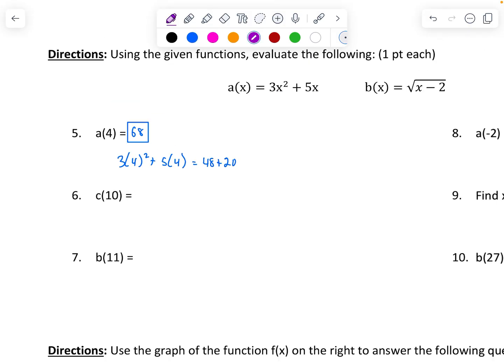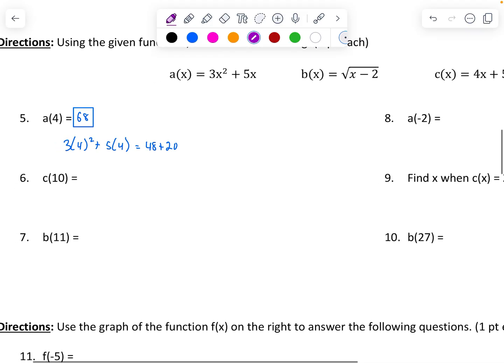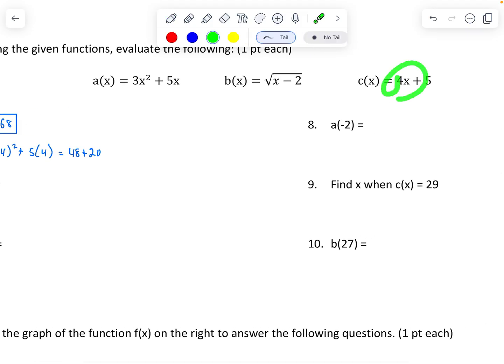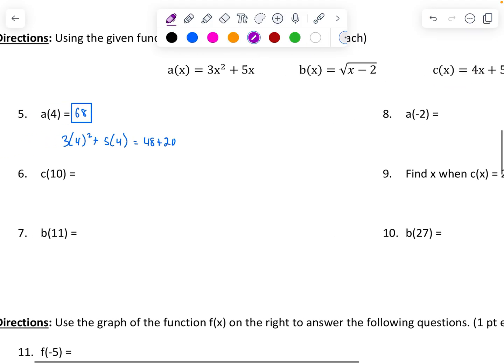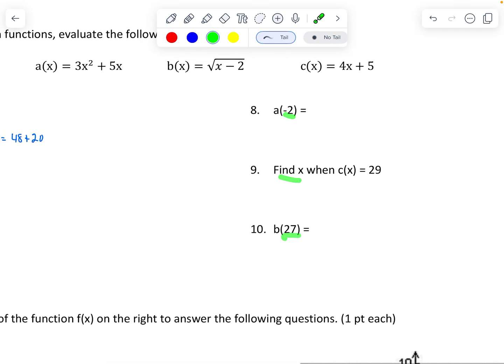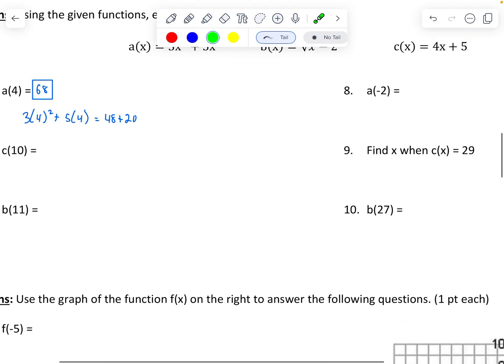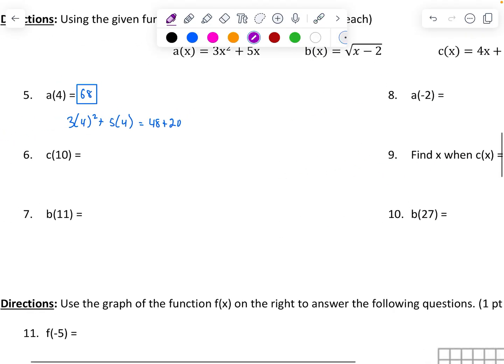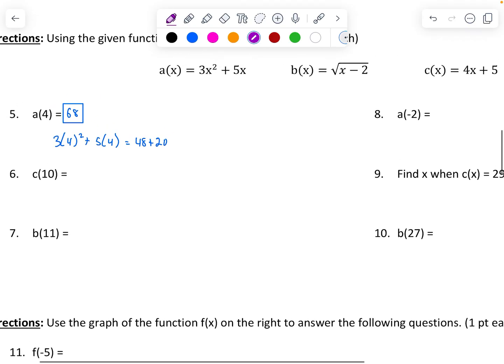C of 10. So we're taking 10 and plugging it into function C over here for x. All of these problems, this is your x value. Plug it in for x, plug it in for x. This is the only one where we're finding x, so this is a y value. So we're going to set this equation equal to y when we get there. But going back to number 6, it's just 4 times 10 plus 5, which is 45.